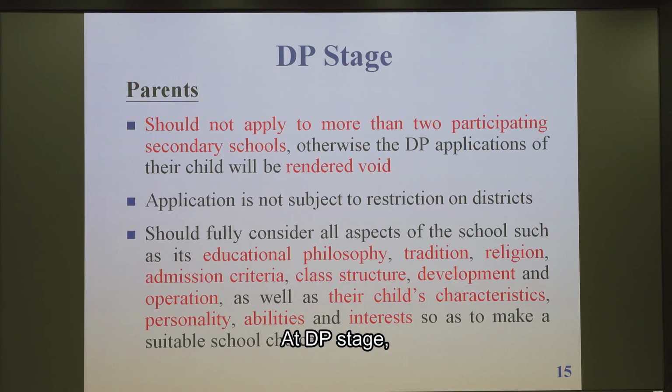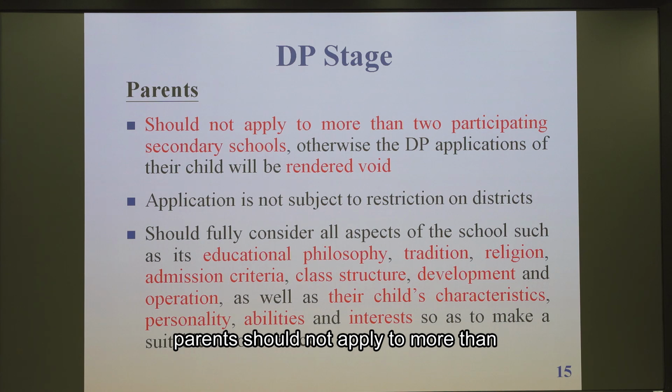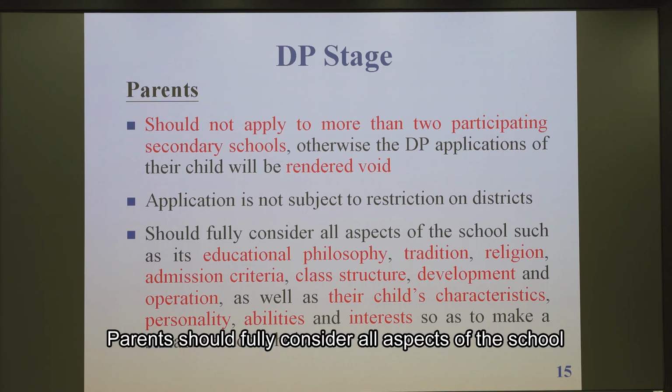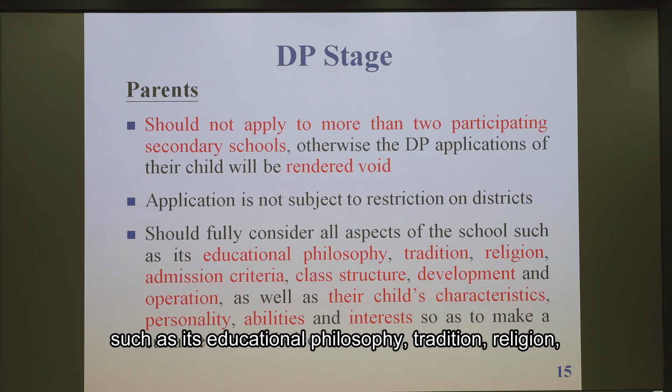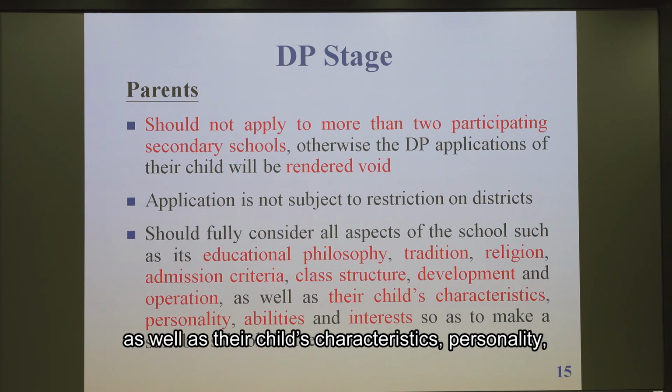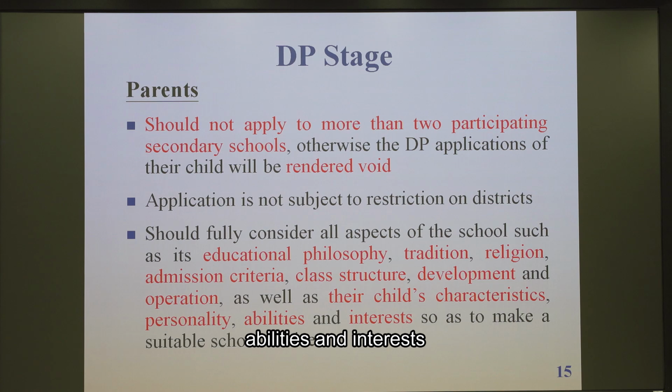At the DP stage, parents should not apply to more than 2 participating secondary schools. Otherwise, the DP application of their child will be rendered void. Application is not subject to restriction on district. Parents should fully consider all aspects of the school, such as its educational philosophy, tradition, religion, admission criteria, class structure, development and operation, as well as their child's characteristics, personality, abilities, and interests, so as to make a suitable school choice.